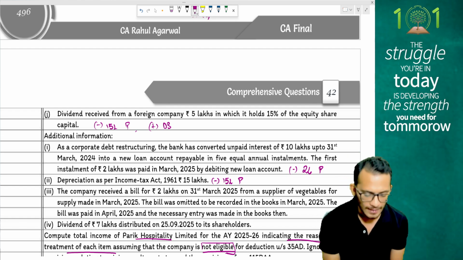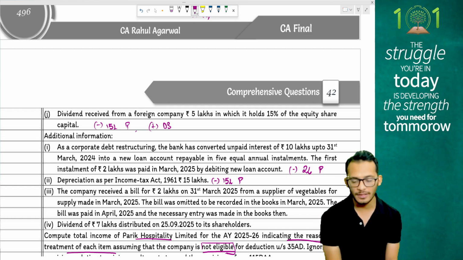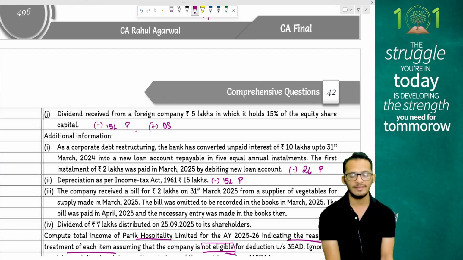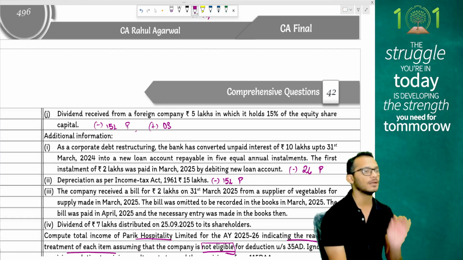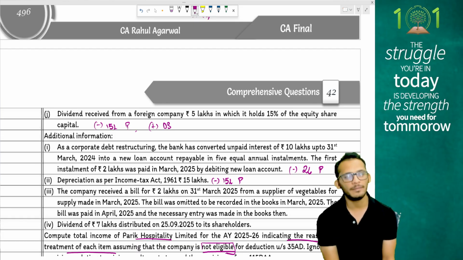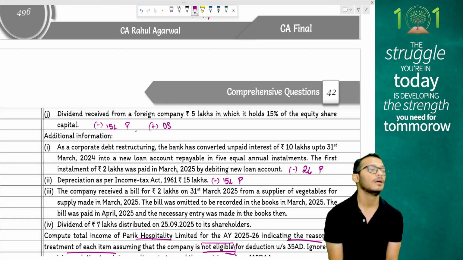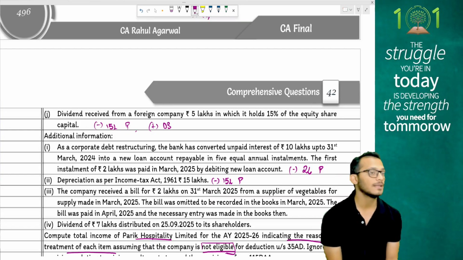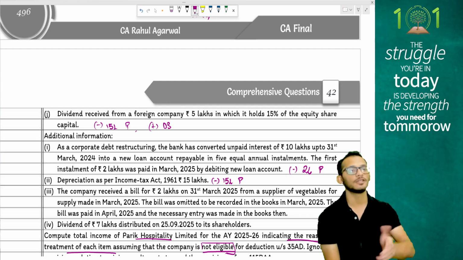Then the company has received a bill of 2 lakh rupees on 31st March 2025 from a supplier of vegetables for supply made in March 2025. The bill was omitted to be recorded in the books in March 2025. The bill was paid in April 2025 and the necessary entries were made in the books. Then people, I have missed the entry. Income tax issue, accounting issue. You have missed an entry. This is a payment entry or an income entry? It's an expense entry which you missed out.